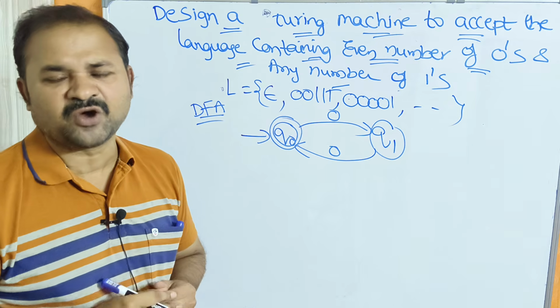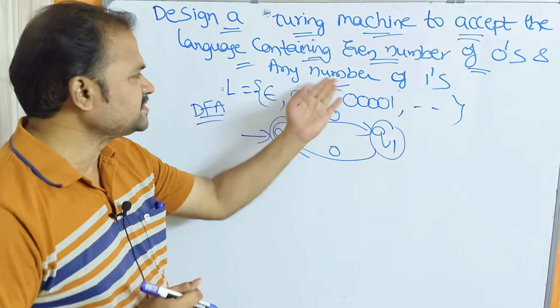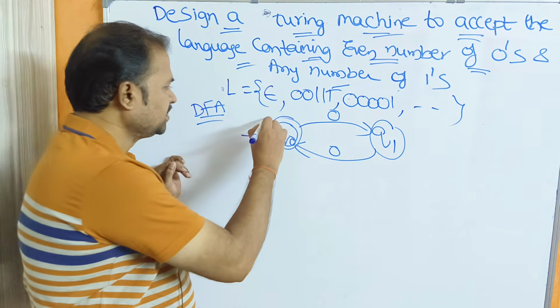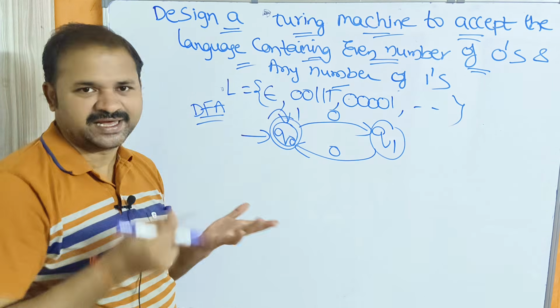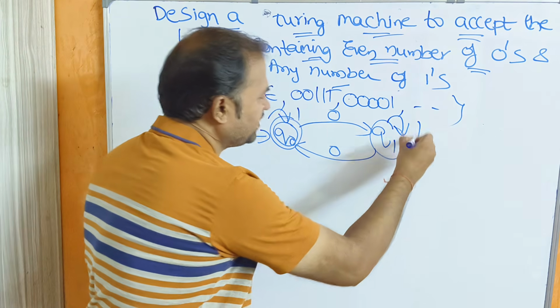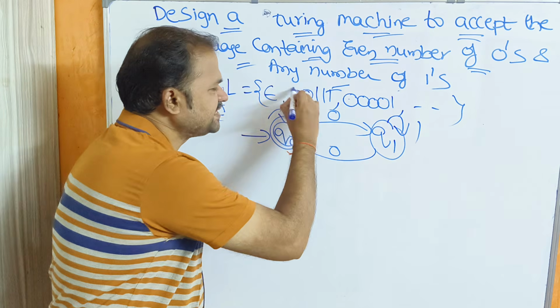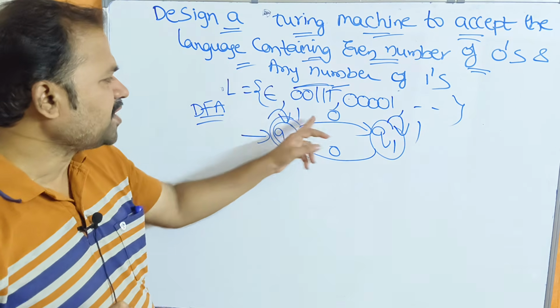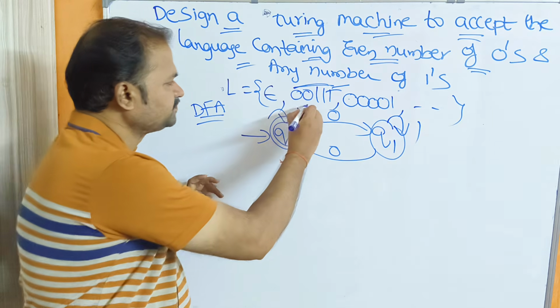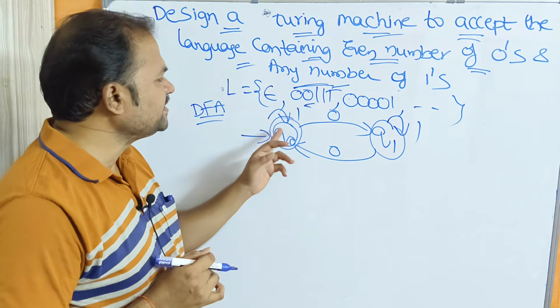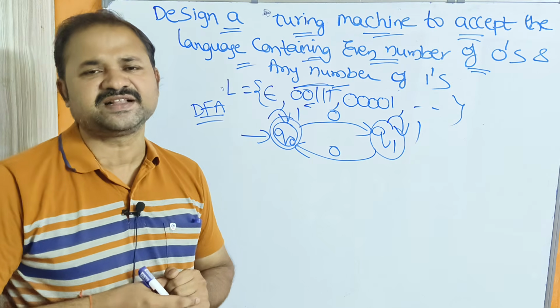Next, what about the number of ones? There is no constraint, so we can use any number of ones. On Q0 we can apply a self loop for any number of ones. On Q1 we can also apply a self loop for any number of ones. So let's check whether this string is valid or not. Q0 on 0 means Q1. Q1 on 0 means Q0. Q0 on 3 ones means we will be at Q0 only. Q0 is the final state.